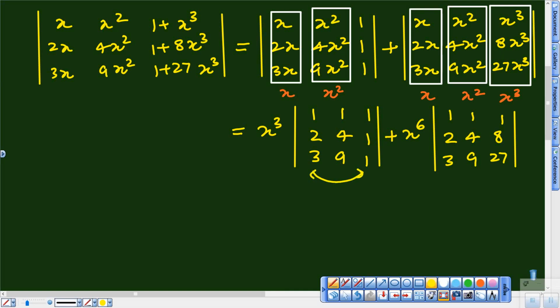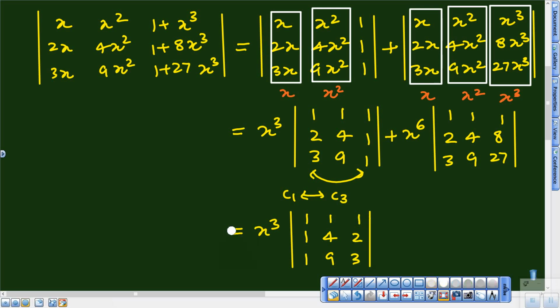So in the first determinant, I'm going for C1 squared with C3. So this becomes x cube, and we have the determinant 1, 1, 1, 1, 4, 9, and 1, 2, 3. Isn't it? I can swap, but I'll get a minus sign before. Remember that. So there'll be a minus sign over here, right?